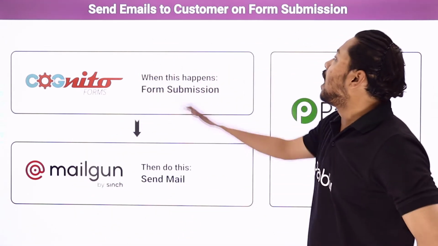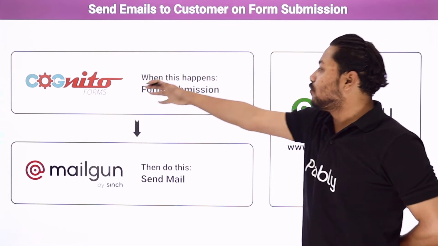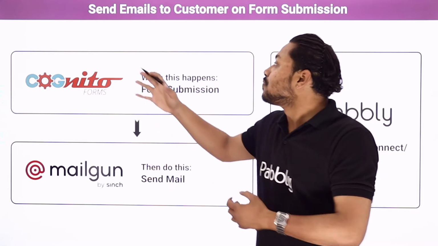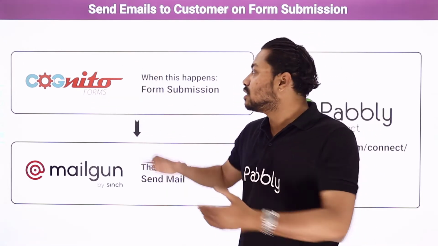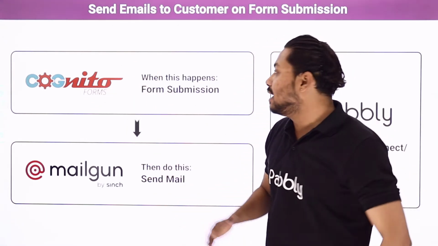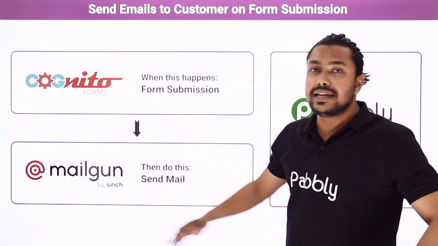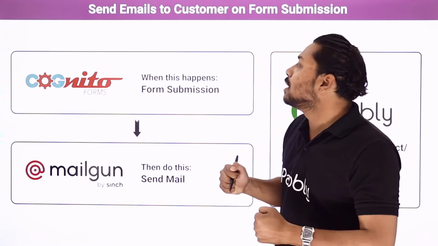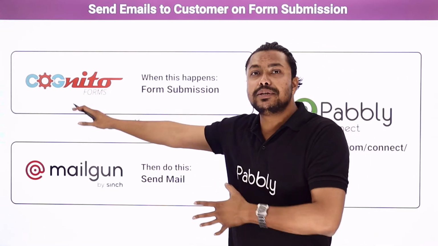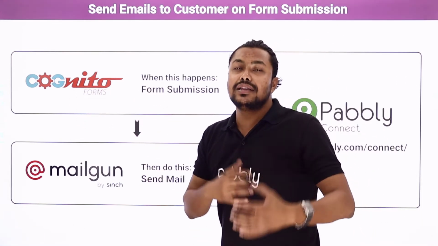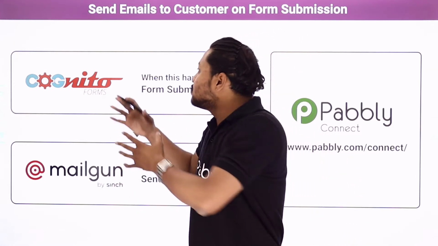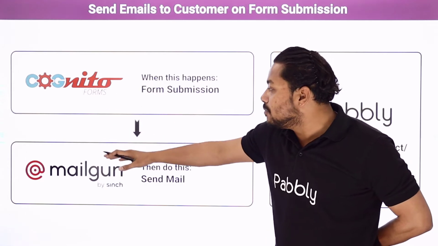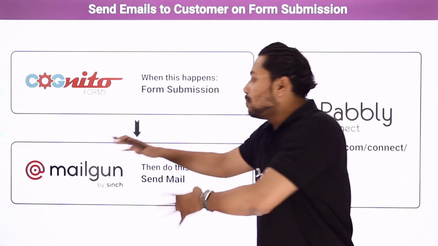So today I am going to tell you how you can send emails to customers on form submission automatically. Now, I am taking Cognito Forms here, but you can take any form building application. Cognito Forms is an online form building application and Mailgun is a platform where you can do email marketing. Now what is happening here? We are having a form submission through Cognito Forms, and whenever people submit forms through Cognito Forms, an automatic mail will be sent to them through your Mailgun account.